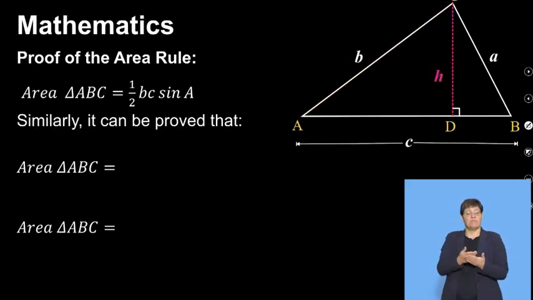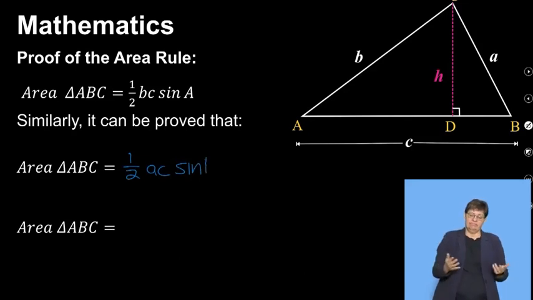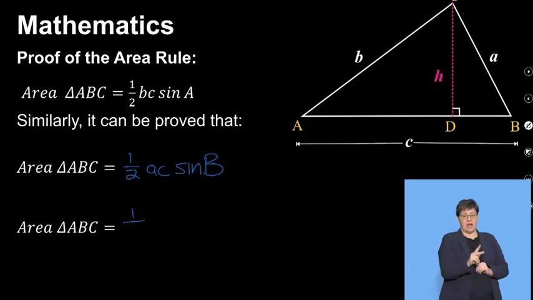Okay, and similarly, we can prove the other parts of the sine rule. Can you remember what the other versions of the area rule are? The other two that we can prove are half AC sine B, and that can be the other area. And if we draw the height in a different place, we can then prove the third version, which says half AB, and we're using sine C here.